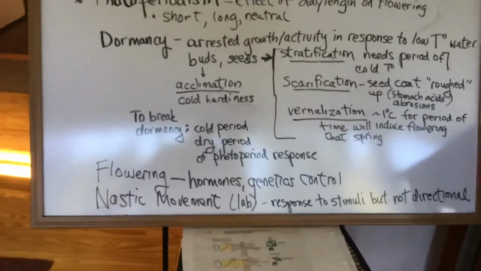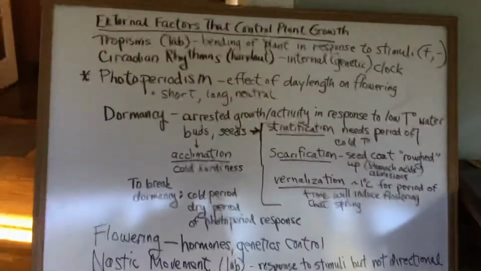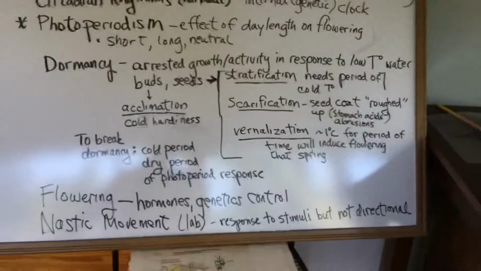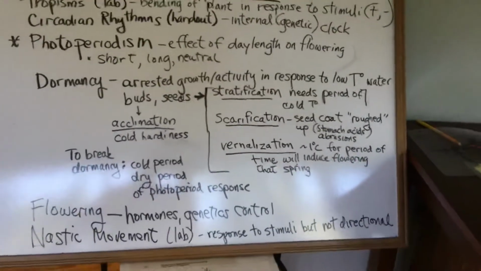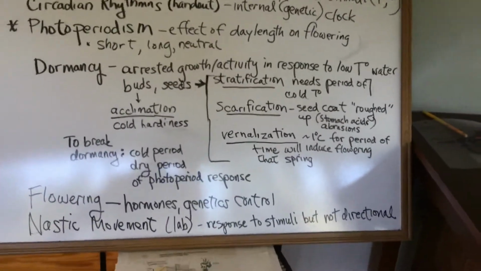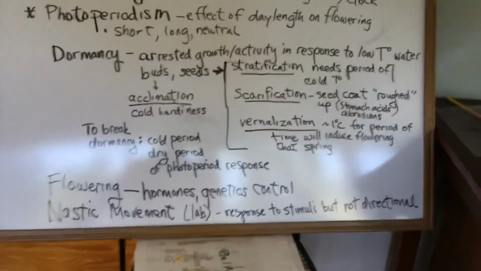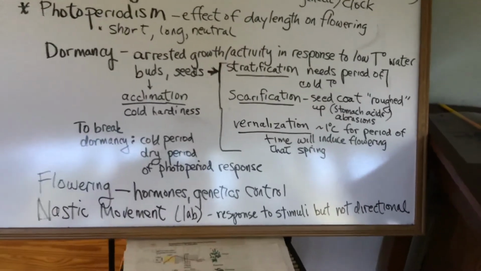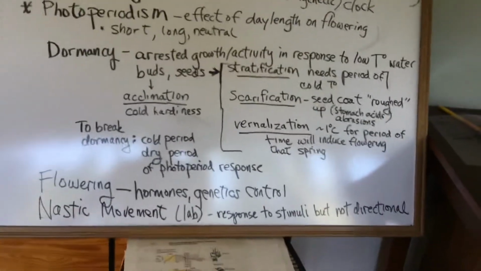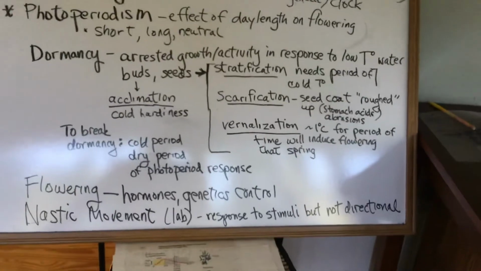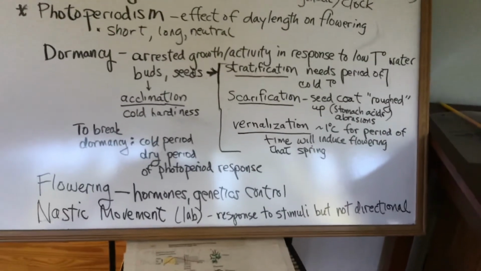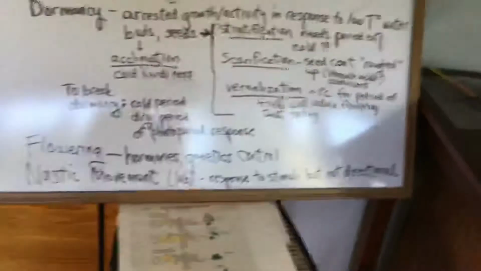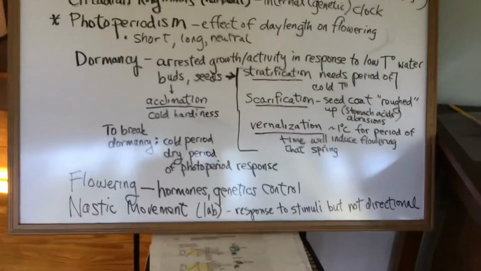And then the last thing that I want to say in response to external factors is something called nastic movement. This is a movement, like a tropism, in response to a stimulus, but it's not in the direction of the stimulus. Whatever the stimulus is, let's say sunlight or lack of sunlight, it's not moving towards the sunlight or away from it, it's just moving in response to the fact that it either has sun or doesn't.